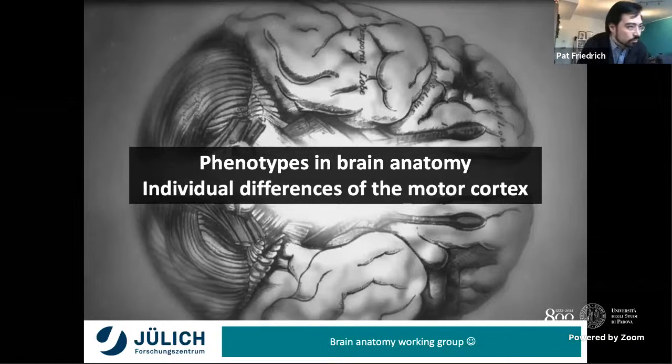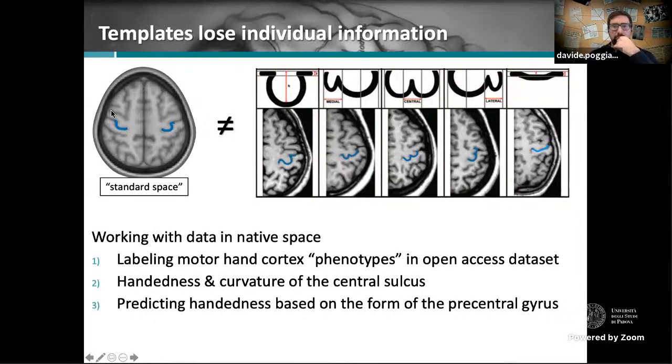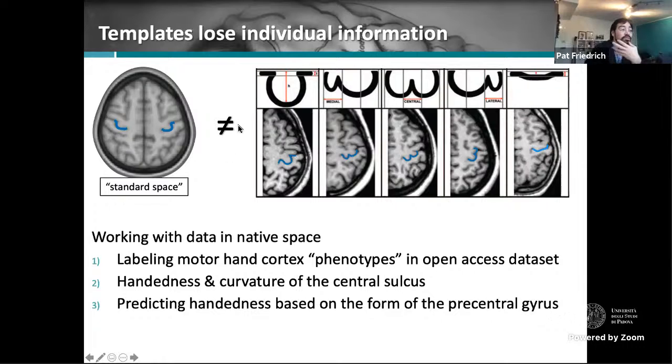As I alluded to during the first session, the idea in our group was based on the fact that the standard space, this template shown here on the left, does not really capture the information of the individual. It's very well shown in, among other features, the shape of the motor hand cortex or hand knob, which may differ between individuals. So the focus of our working group was to work with the data in native space and see what we can do with it for different goals and aims.